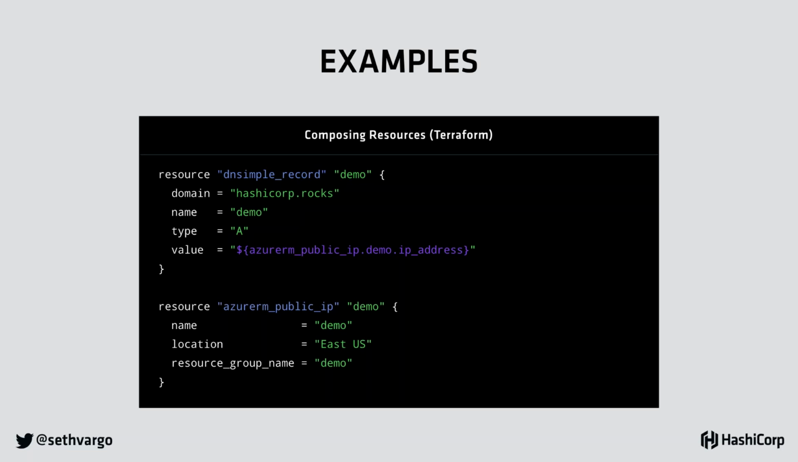It does this through the little purple section there, the interpolation, by saying that the value of our DNS record is the public IP address, the result of the public IP address. Terraform knows that the DNSimple record depends on that azurerm public IP, and it uses that to not only provision, but also order the operations and maximize parallelization.